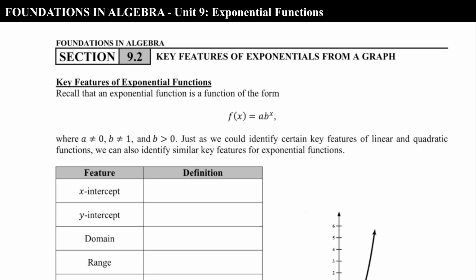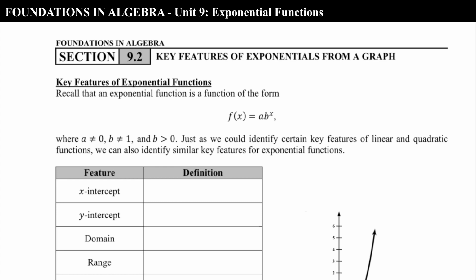Hello and welcome to the Unit 9 Section 2 video on key features of exponentials from a graph. So what we're going to do in this section is take a look at a graph of an exponential function, and we are going to determine what some of the key features are. Okay, what are some of the things that we can tell just from looking at the graph?